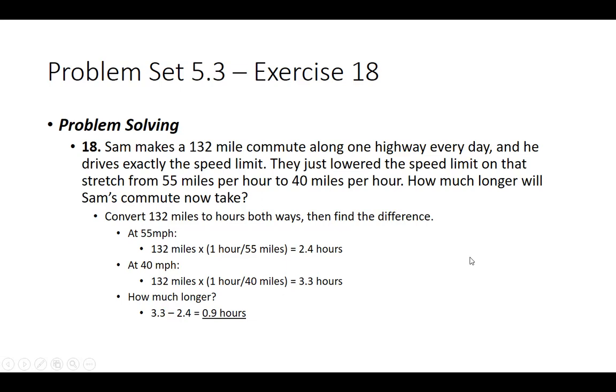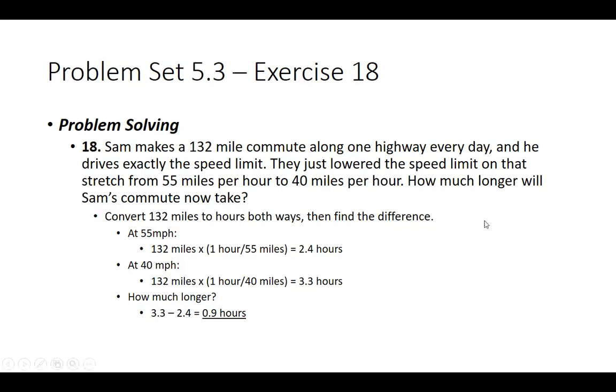Number 18. Sam makes a 132-mile commute along one highway every day, and he drives exactly the speed limit. They just lowered the speed limit on that stretch from 55 miles per hour to 40 miles per hour. How much longer will Sam's commute now take? We need to convert 132 miles to hours both ways, then find the difference.